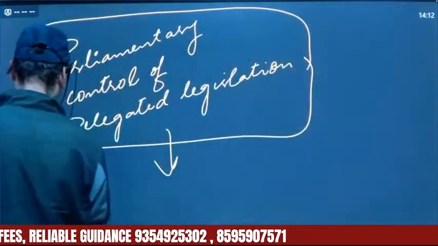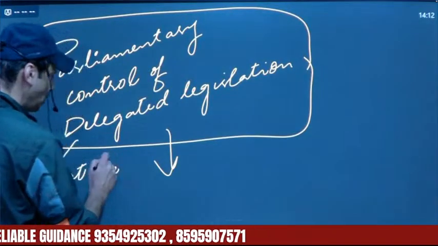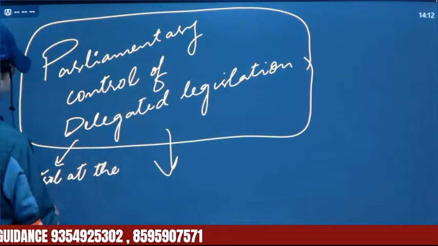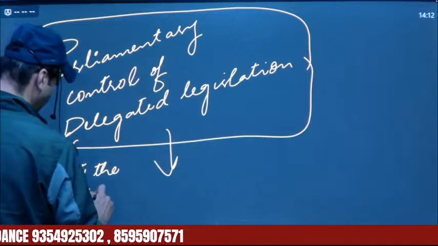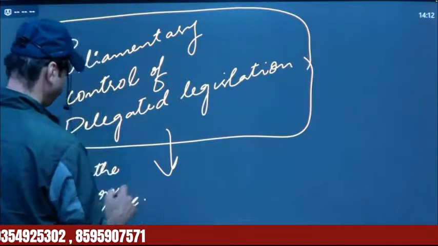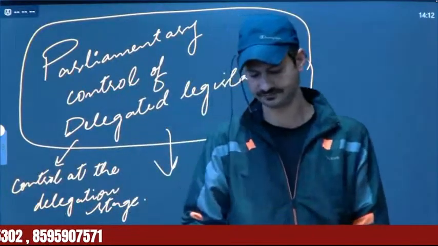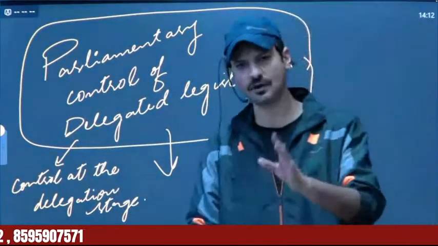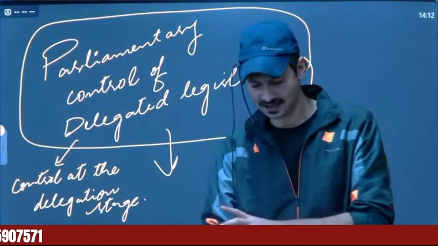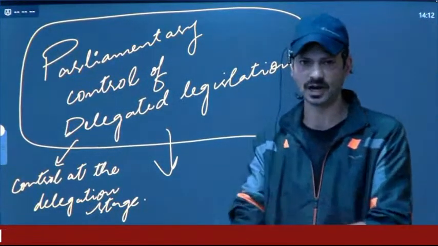Like control at the very onset, which is control at the delegation stage. Control at the stage of delegation. This is the first level of parliamentary control, which occurs at the time when parliament passes the statute, the parent statute, under which power is delegated.